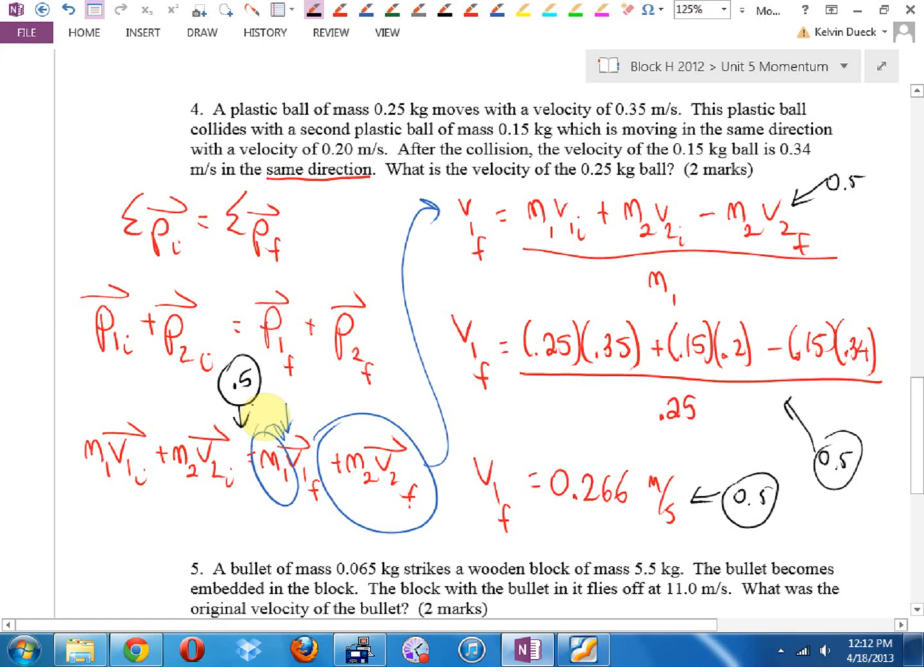How else can I ask this question on a test? What if I'd had something rebound and bouncing in the opposite direction? What's the only change you'd have to make? Some of your velocities would be what? Negative. Okay, that's fair game as far as I'm concerned. Stuck together, that's fair game. Coming in at separate velocities, one positive, one negative in different directions, that's fair game. So the message here is, be careful with direction, direction, direction.